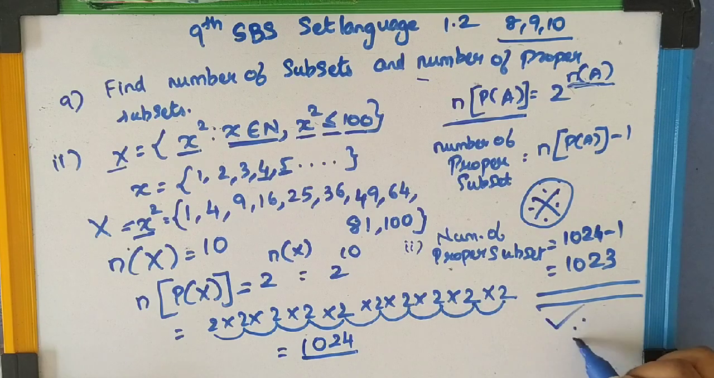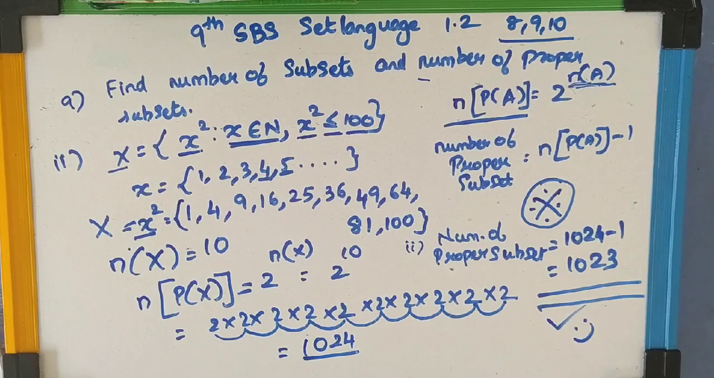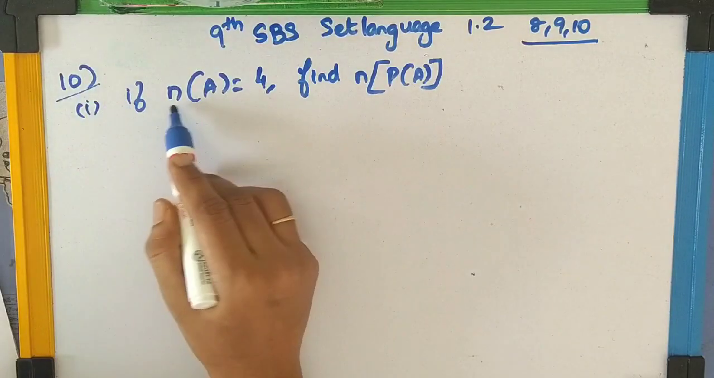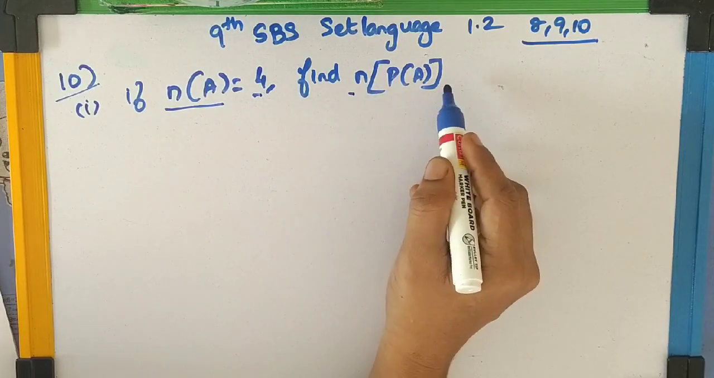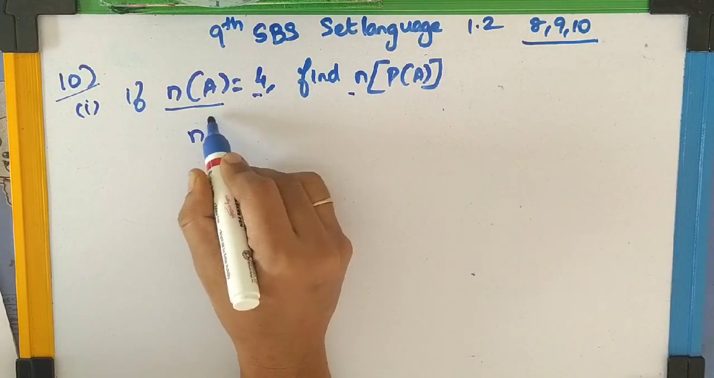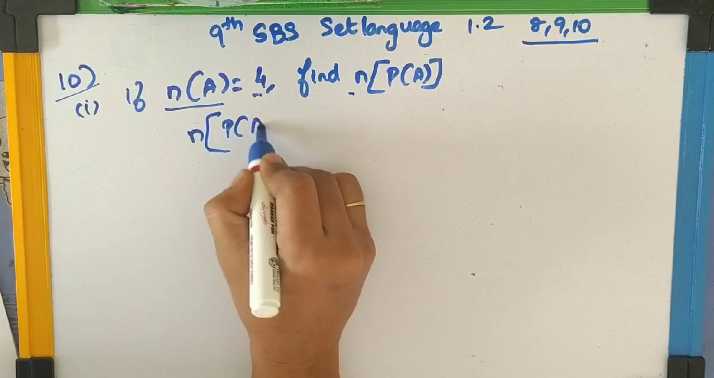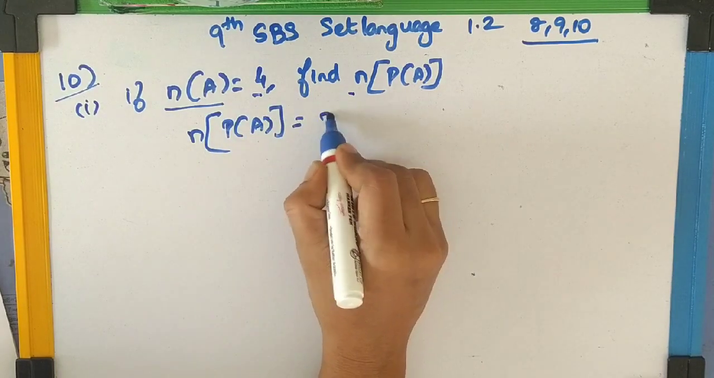Okay. Now, let's go to the next question. That is the 10th question. Here, the cardinal number of a set is given. We have to find the number of subsets. It's easy, right? We already know the formula.